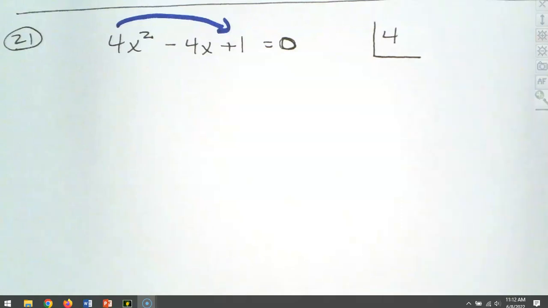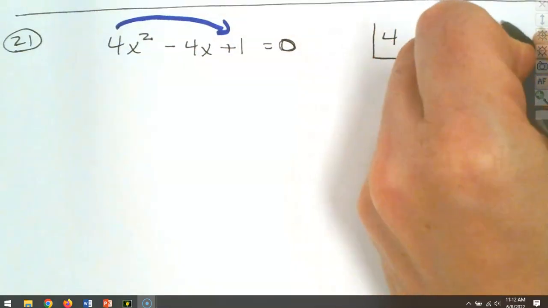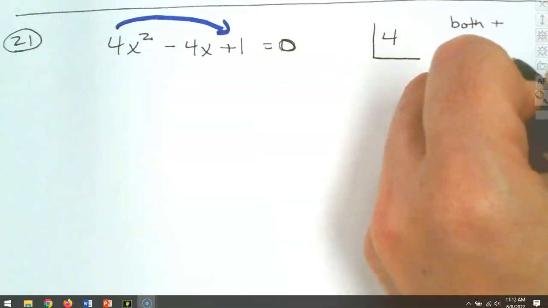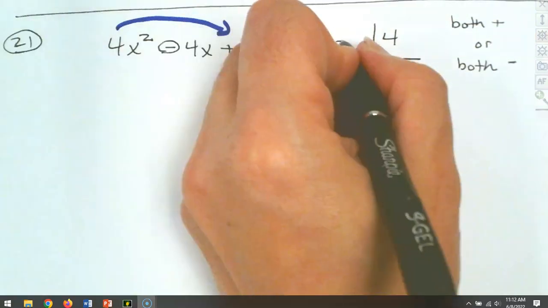Now, how can you get a positive number? The only way you can get a positive number is a positive times another positive or a negative times another negative, right? So if that 4 is positive, you automatically know that they are either both positive or both negative. And then we look in the middle. And what's the sign in the middle? Negative. So that tells me then that these are both what?